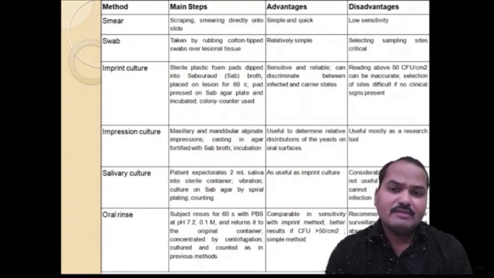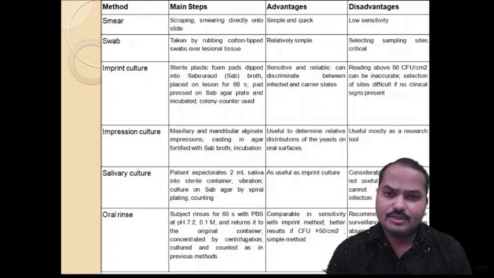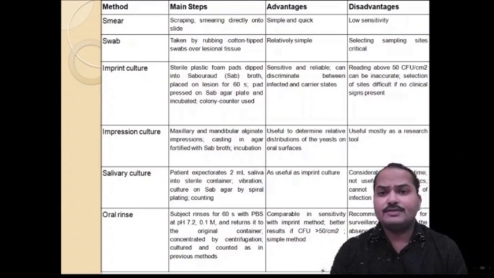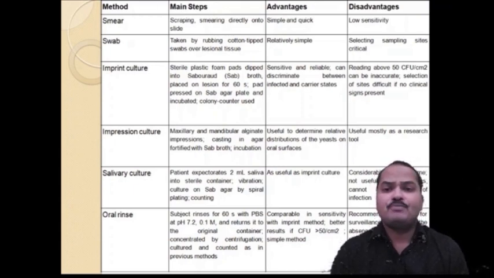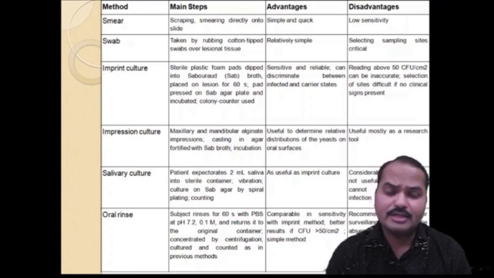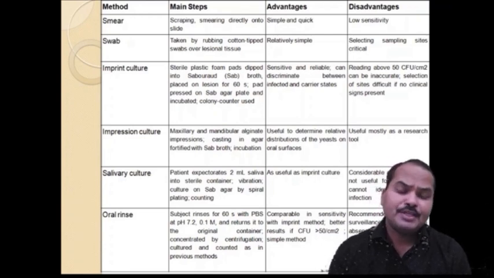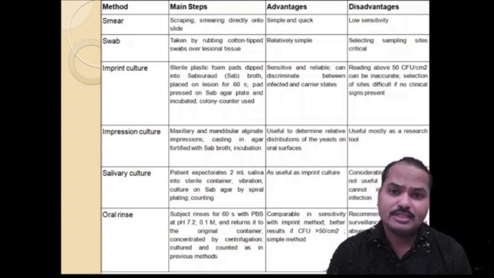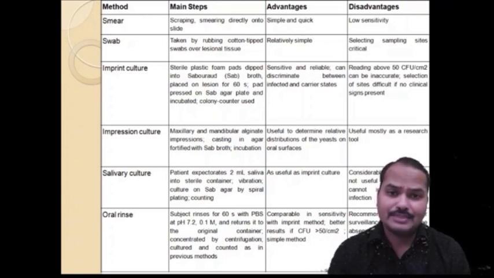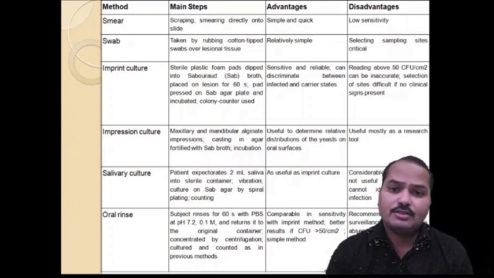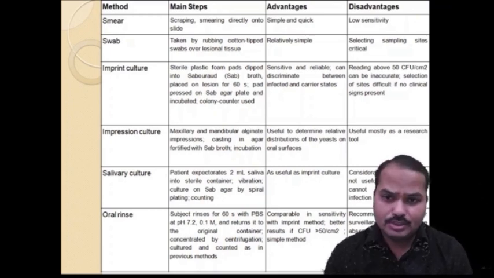For this purpose, there are several methods for candidal culture specifically. First is the smear, where scraping and smearing is done directly onto the slide. Then a swab is taken by rubbing cotton-tipped swabs over the lesional tissue. Imprint culture is done with plastic foam pads which are dipped in Sabouraud agar or in broth and placed onto the lesion for 60 seconds, then pressed on the agar plate and incubated so the colonies can be counted.